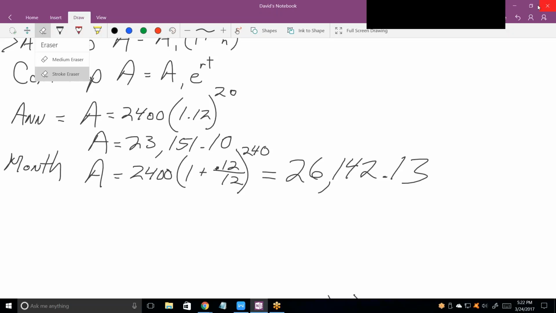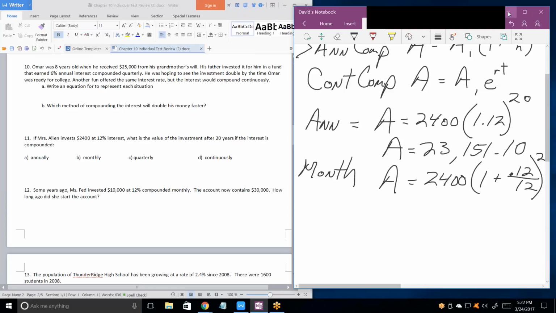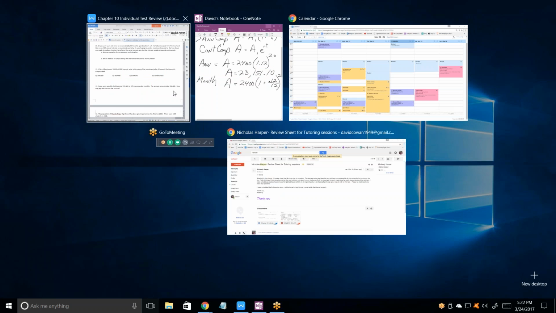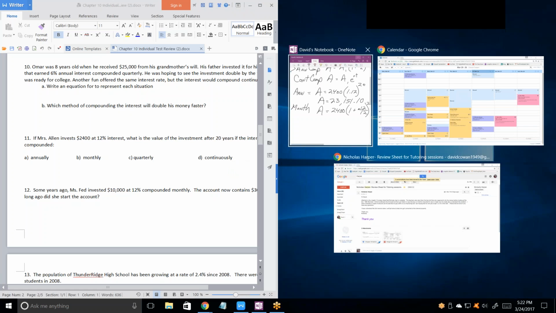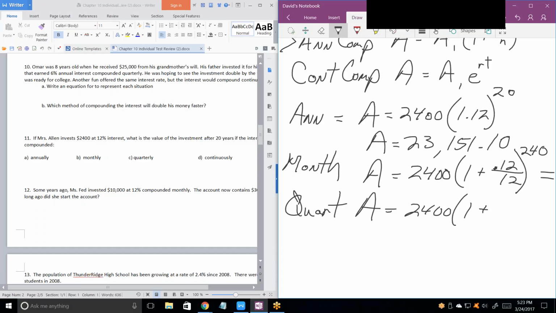Now, hold on a second. What happened to quarterly? Wasn't that one of the choices? Oh, that's the next one. Okay. Hold on. So, give me the equation for quarterly. 2,400 times 1 plus 0.12 divided by 4.